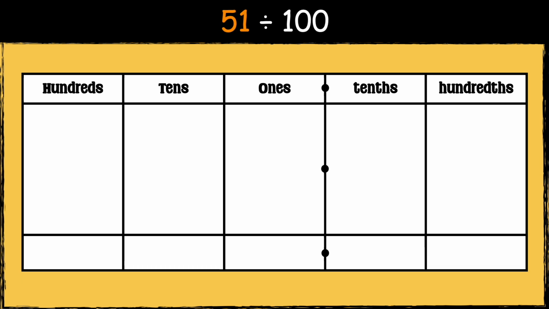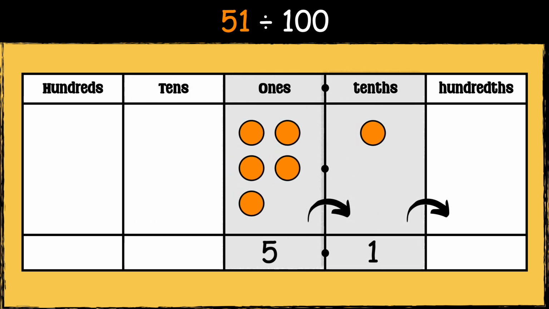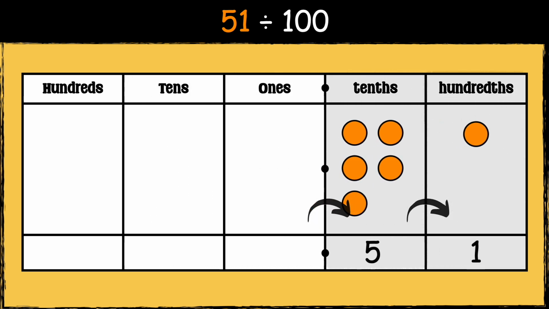Here's the next example. 51 divided by 100. So we need to move the digits 2 places to the right. So 51 becomes 5/10ths and 1/100th. We need to use 0 as a placeholder to show that there are no 1s. So the answer is 0.51.